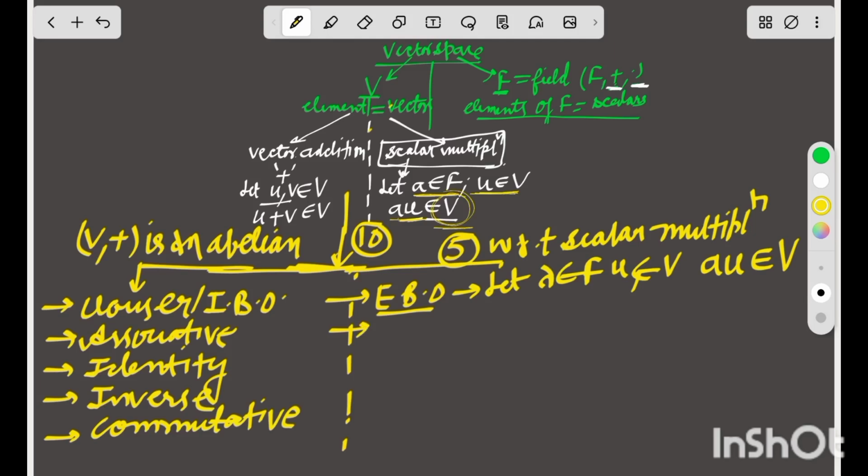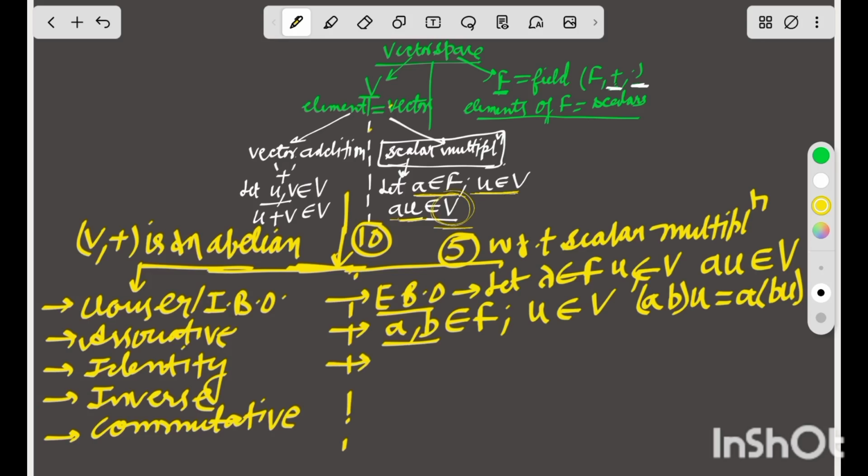Just like the associative property, here, let us consider a and b be any elements of the set F and u any element of the set V. Either we operate a and b first and then operate u, or we operate b and u first and then operate a. Both should be equal.